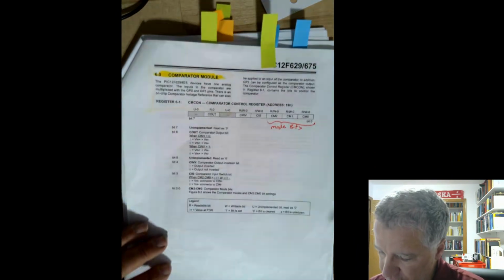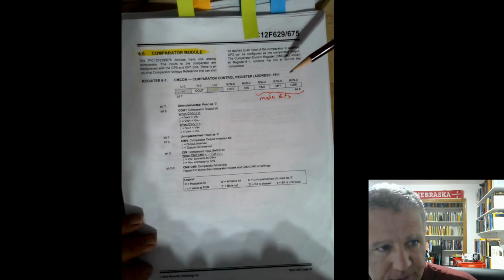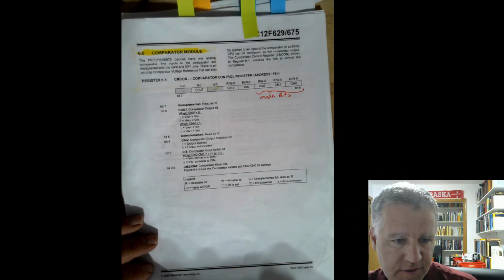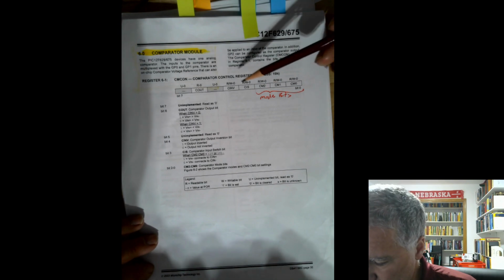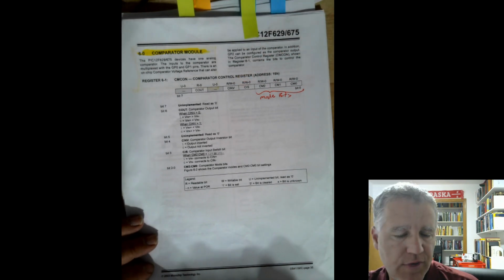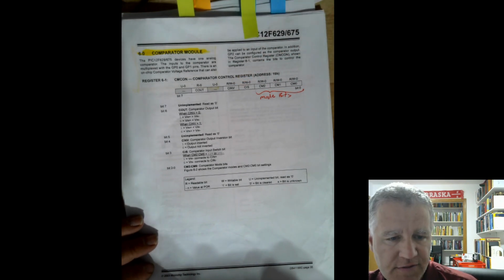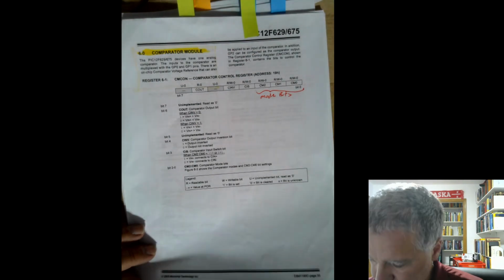All right, comparator. So the important parts of the comparator, these last 3 bits are what choose the type of comparator, and we'll look at that in just a moment. This bit, whether we have the inverted or non-inverted output from the comparator, and then this is the comparator output bit.